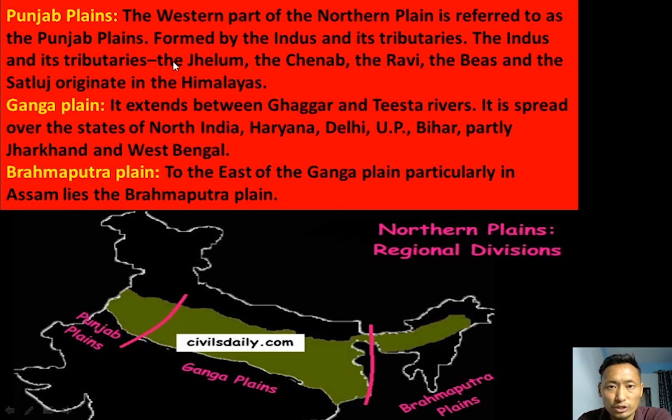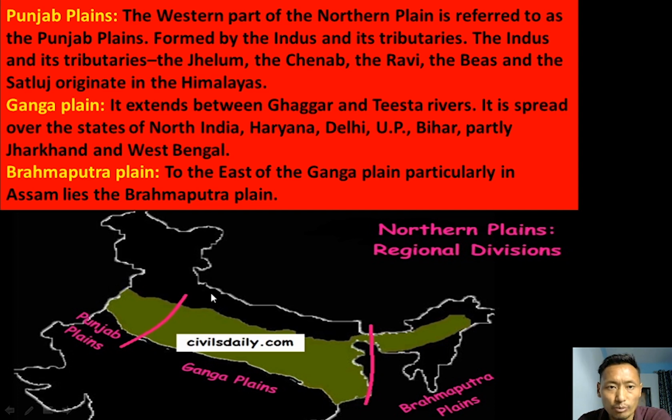This plain was formed by the river Indus and its tributaries, such as Jhelum, Chenab, Ravi, Beas, and Satluj. These rivers all originate from the Himalayan mountains.